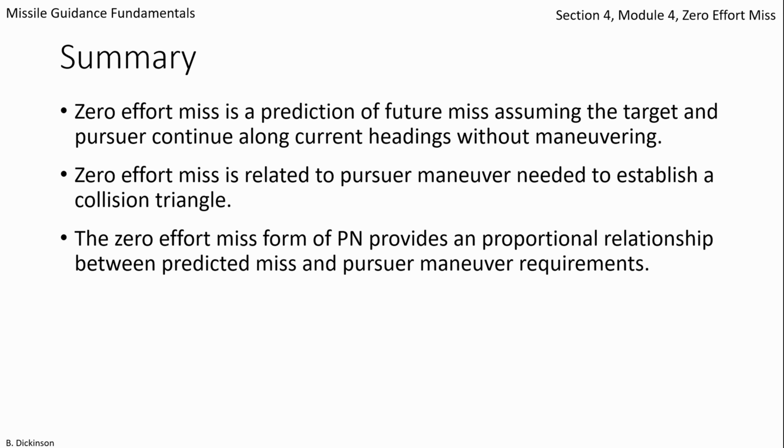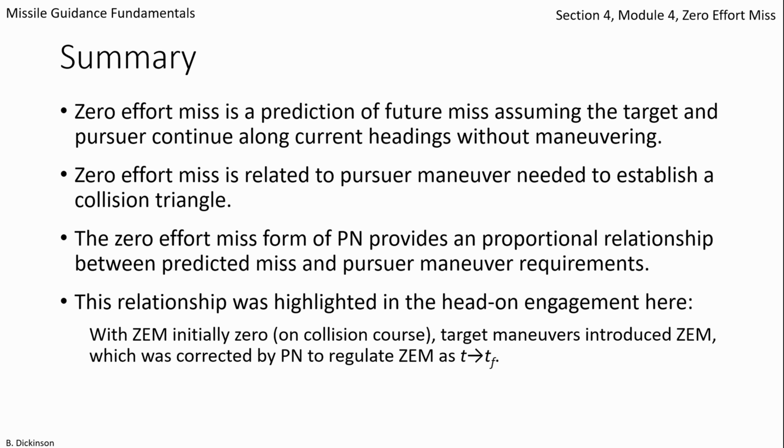The zero effort miss form of proportional navigation provided a proportional relationship between the predicted miss, that's the zero effort miss, and the pursuer maneuver requirement. Arguably, this is a more intuitive form of ProNav where large predicted miss means larger pursuer correction or larger pursuer acceleration, and vice versa. And this relationship was highlighted in the head-on engagement here.